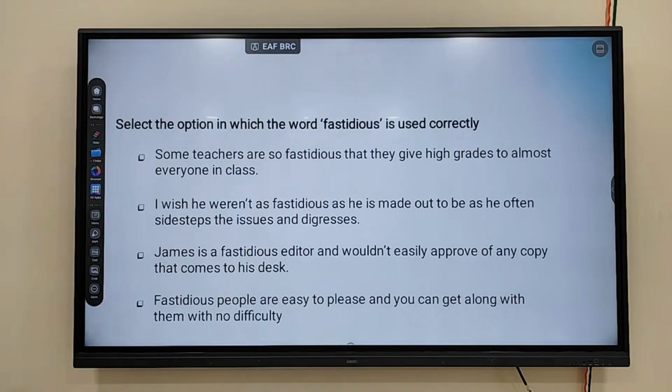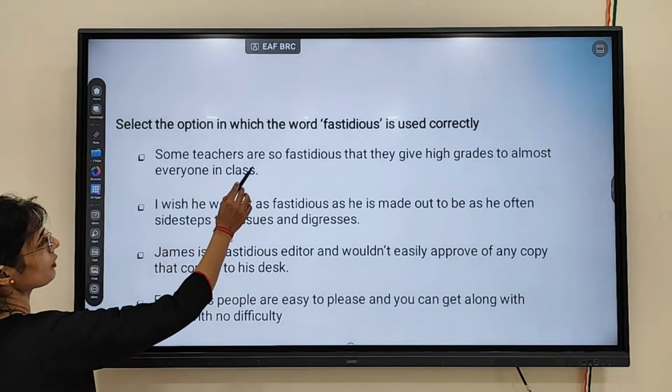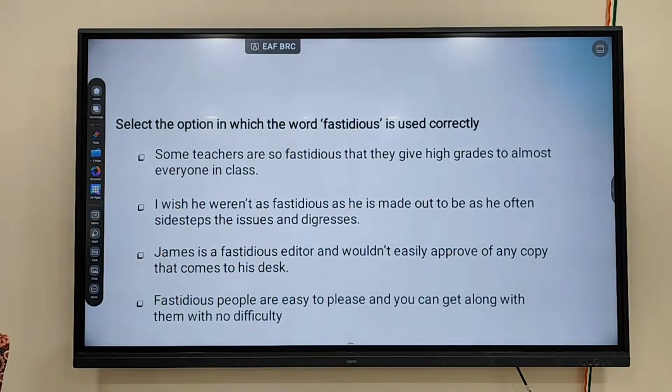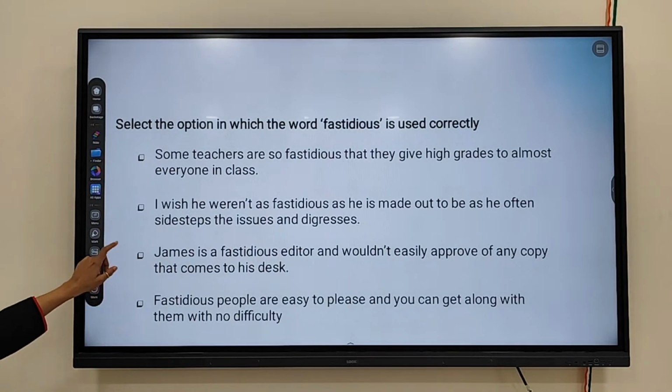Okay. Select the option in which the word fastidious is used correctly. First, tell me, what is fastidious? Very attentive. Okay. Some teachers are so attentive that they give high grades to almost everyone in the class. If they are attentive, will they give high grades? No, right? So the first one doesn't sound correct.